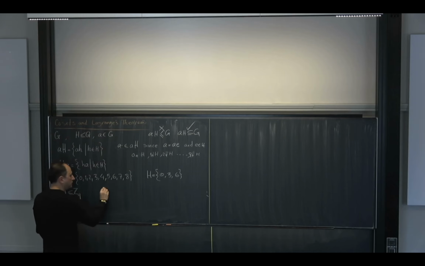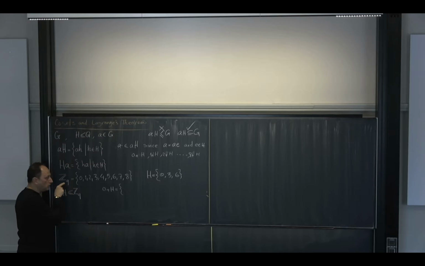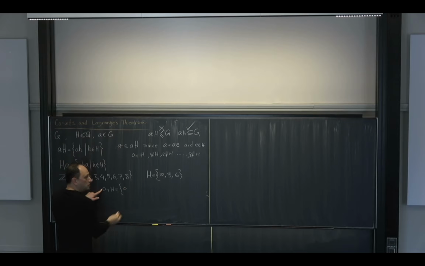Okay, but let us do it together. So what is 0 plus H? It means take 0 and add it, by which addition? Addition modulo 9, to all your elements in H. So I will add 0 to 0, it gives me 0. 0 to 3 gives me 3, and 6, which is exactly H itself.